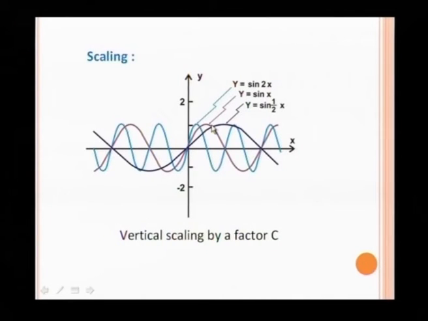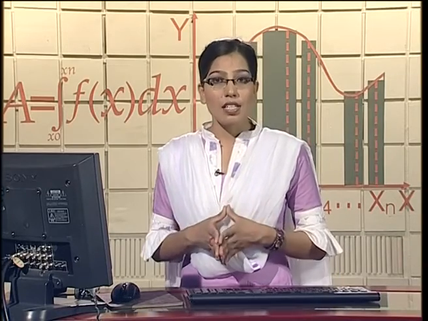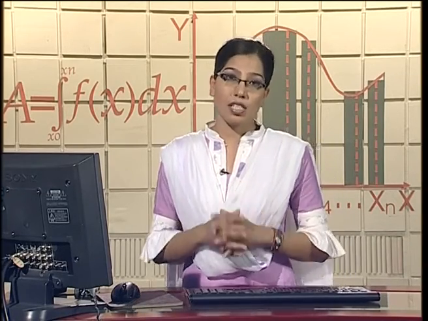This purple line shows the graph of basic function, which is y is equal to sine of x. If we multiply this function by a constant 2, then we get this light blue graph, and if we divide the function by 2, then we get this dark blue line as the graph. So this is basically showing the vertical scaling of this graph by a factor c, where c is equal to 2 in this example. In the next example, we will consider the horizontal scaling by a factor c.